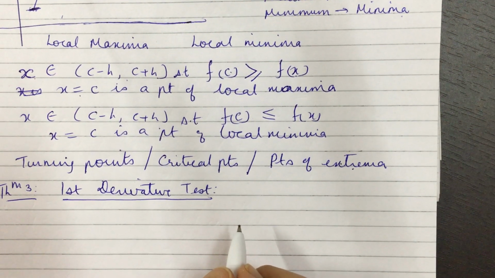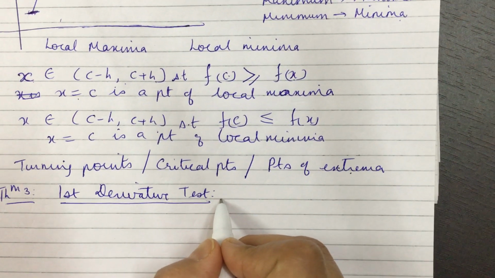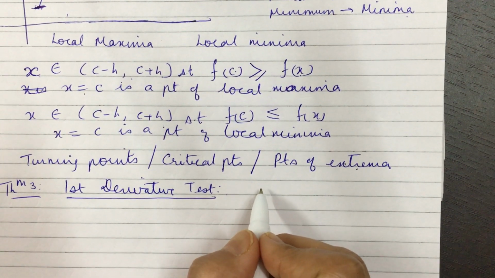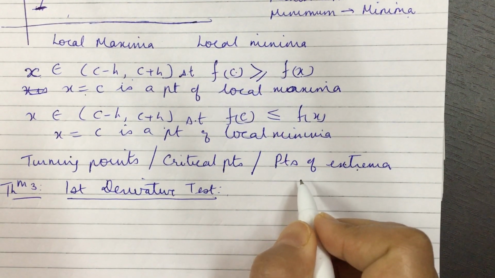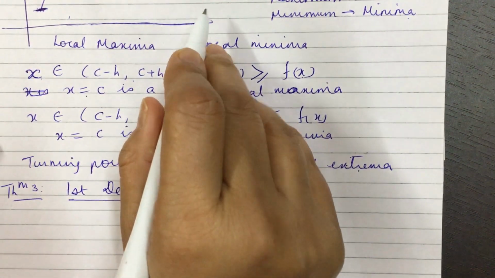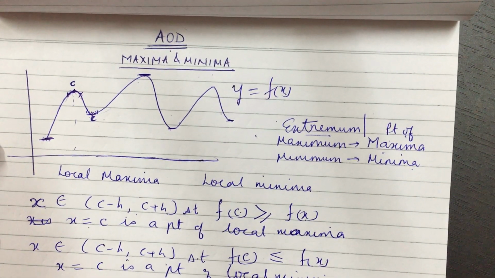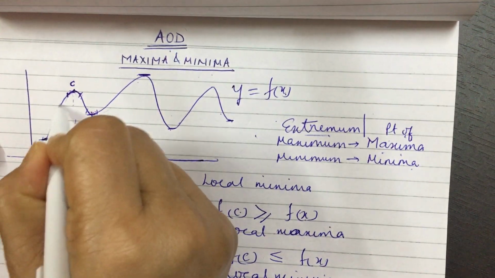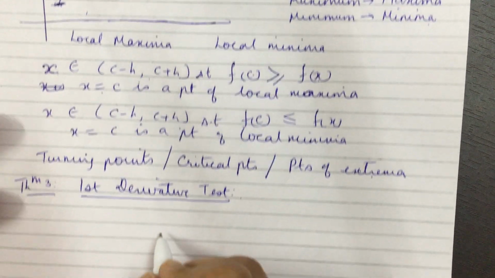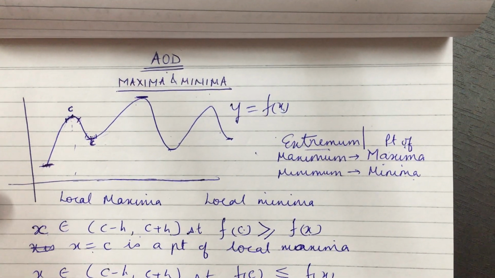Okay, it says that if f is a function defined in an open interval I, and if it is continuous in that interval, okay, then... Now if you just observe, before just writing down all the postulates of this, I will just explain what this first derivative test is all about.